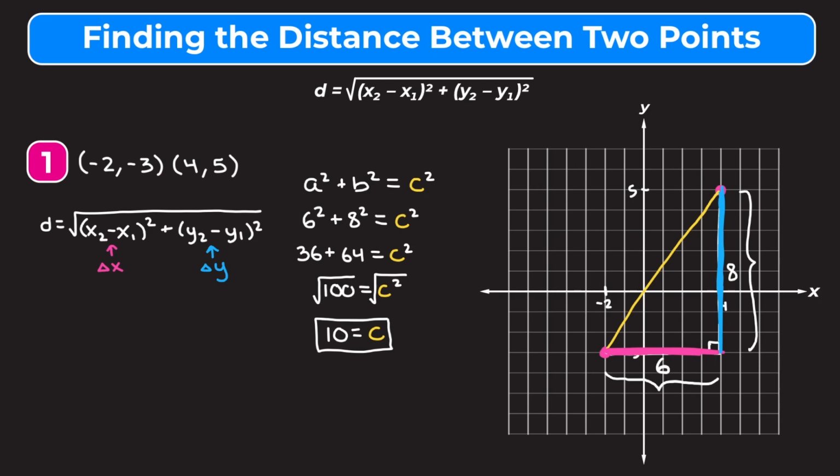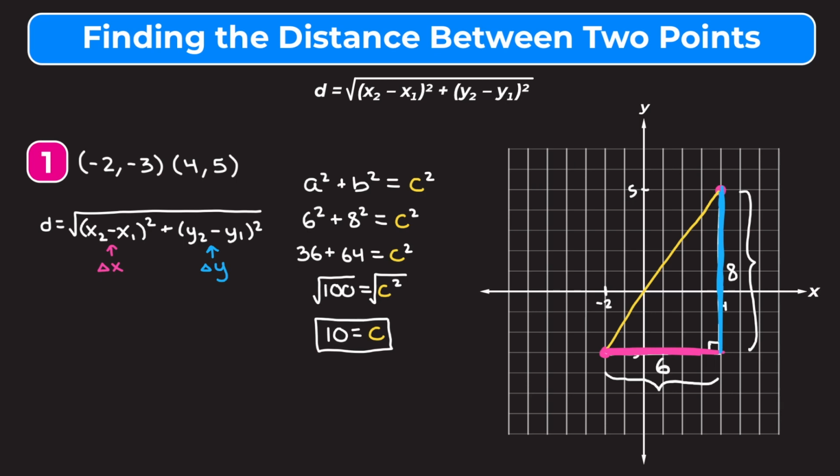So basically, the distance formula comes from the Pythagorean theorem. We square the difference between the x terms, which is like squaring a squared, right? It's the same as 6 squared. And then we square the difference between the y terms, which in this case was 8 squared. And then we have to take the square root of that in the end to figure out what our hypotenuse is. So I'm just going to show you guys how we can plug in our points into this equation in case you guys want to do it the equation way.